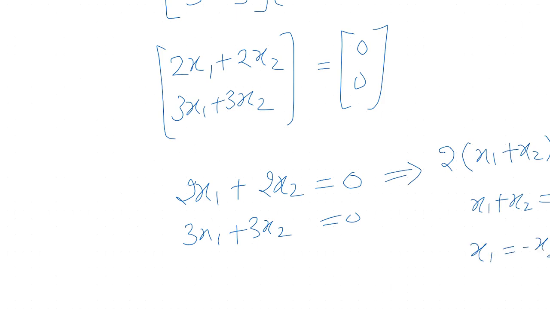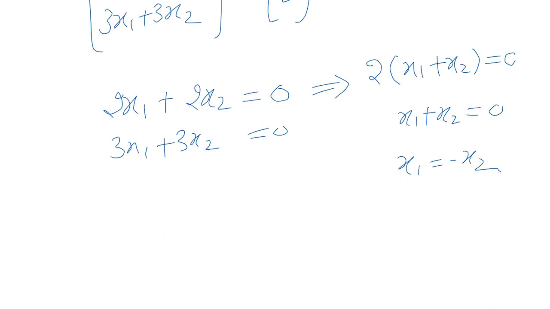If we have a matrix of 3 by 3, then in that condition we need to solve two equations to find the relation between three variables. So we got this relation. Obviously x1 is in terms of x2.